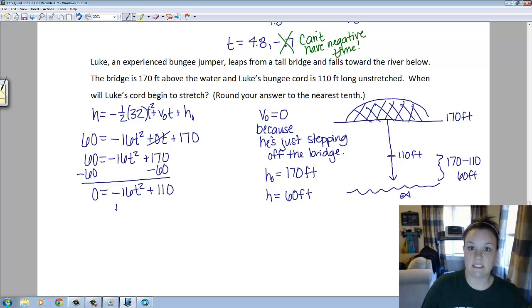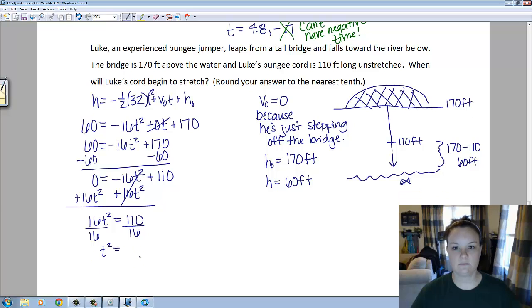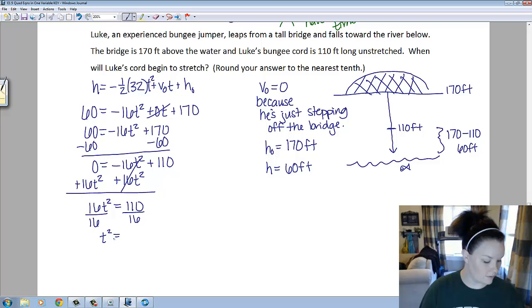So I'm going to go ahead and divide off my 16, because remember, before we take the square root, we want the thing being squared to be completely isolated. If I do 110 divided by 16, I end up with 6.875. Okay, and now I can go ahead and just take the square root of both sides.